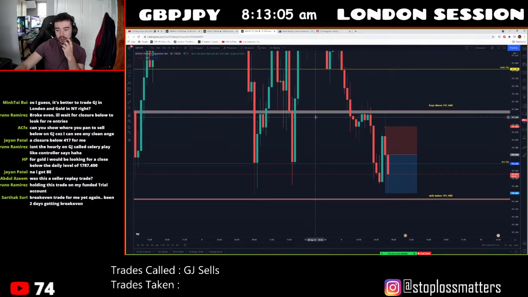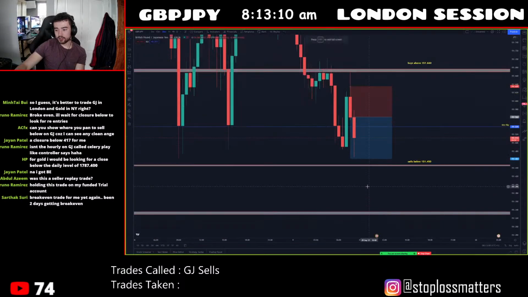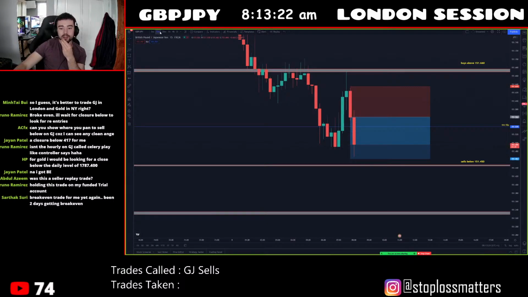Holding this trade on a funded trial account. Wow, good stuff. That's good. You can do trial on them. Break even achieved for me yet again. Been 2 days getting break even. Yeah, it's all right. You can't get annoyed. I can feel your emotions in it. Because the days where you won't get a break even, if you have the emotions, you're going to lose.